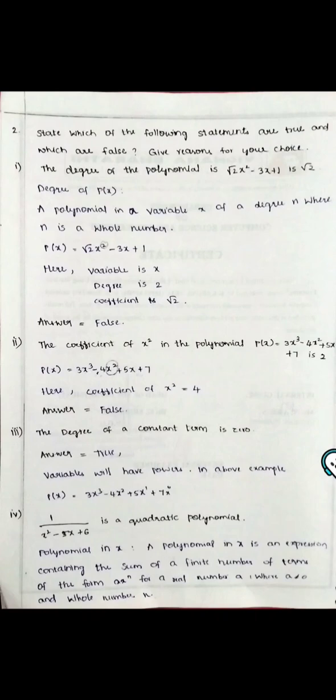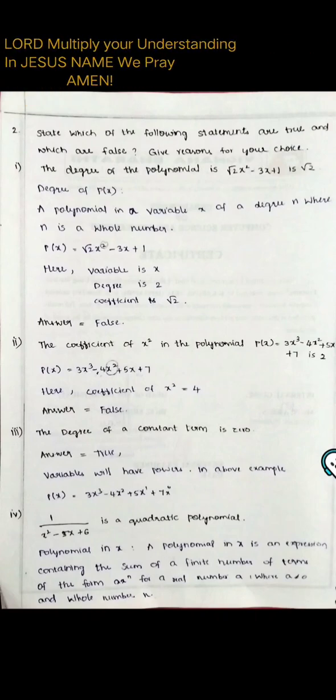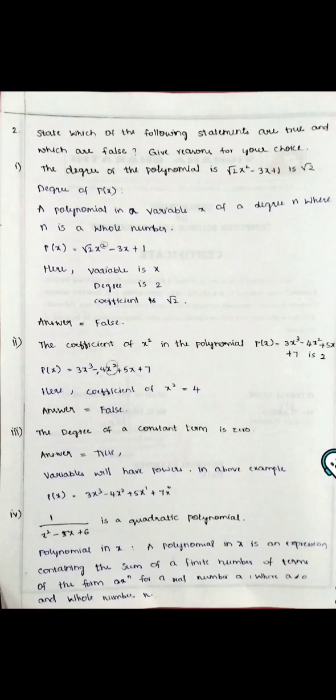Exercise 3.1 in class 10: state which of the following statements are true and which are false. Give reasons for your choice. The first question: the degree of the polynomial root 2x square minus 3x plus 1 is root 2. Since we have seen already about the coefficients and the powers yesterday, what is the degree of P of x? That is the power. But here they have given the coefficient.